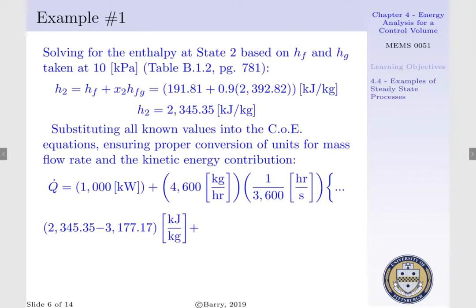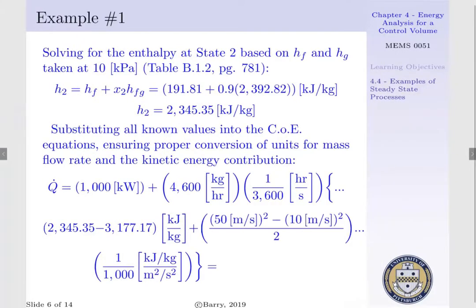Our difference of enthalpies, H2 less H1, would be 2,345.35 less 3,177.17 kilojoule per kg, plus the difference of our kinetic energy contributions. Thus, at state 2, our velocity is 50 meters per second squared, less that at state 1, 10 meters per second squared, divided by 2, but we have to convert our meter squared per second squared to kilojoule per kg. And we do this by dividing this quantity by a factor of 1,000.